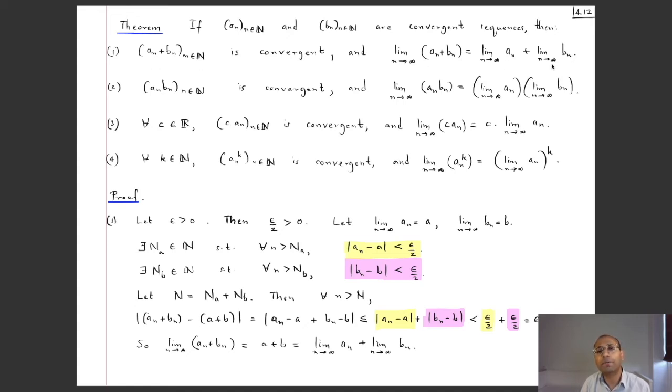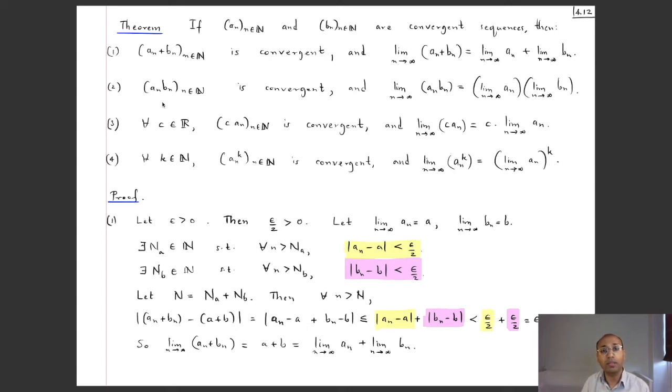The second statement is, instead of taking the term-wise sum, if I take the term-wise product, the new sequence whose nth term is given by a_n b_n. So what are the terms of this sequence? Well, a_1 b_1, a_2 b_2, a_3 b_3, and so on.